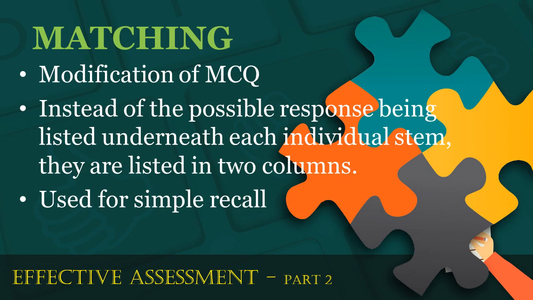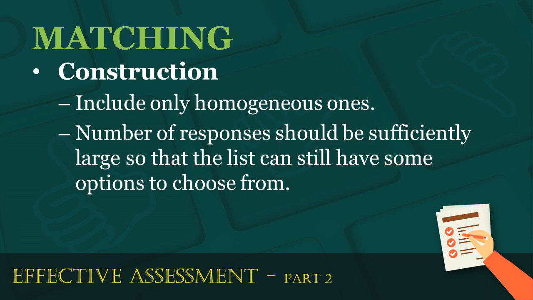Matching. It's just a modification of MCQ. Instead of the responses being listed under each individual stem, they are listed in two columns. It can be used to test the remember level of Bloom's taxonomy. Matching questions should have more options to choose from and the responses should be homogeneous ones.